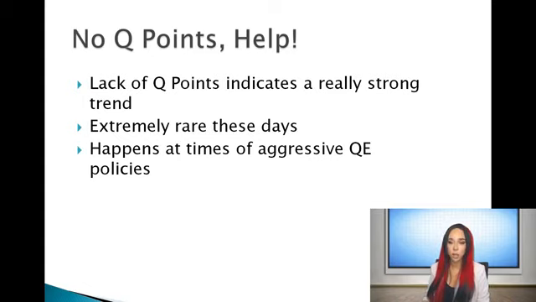So that's it for the Q points as trend. It's a pretty simple strategy, pretty simple system. You wait until the Q point is touched. You wait for the rejection to happen, and that's your new trend.